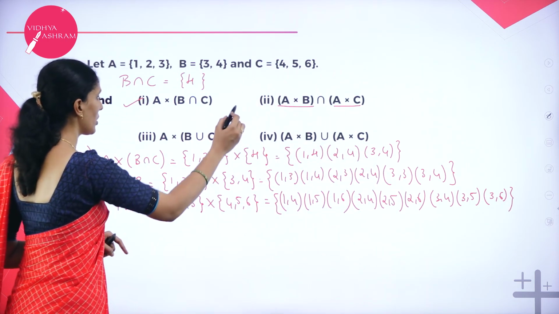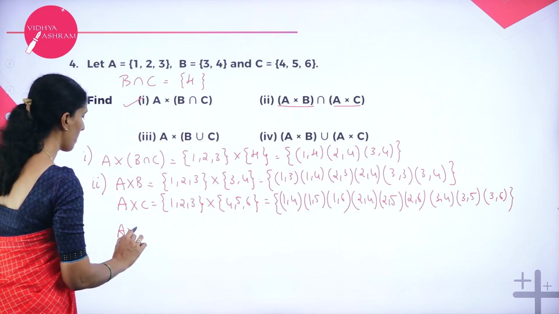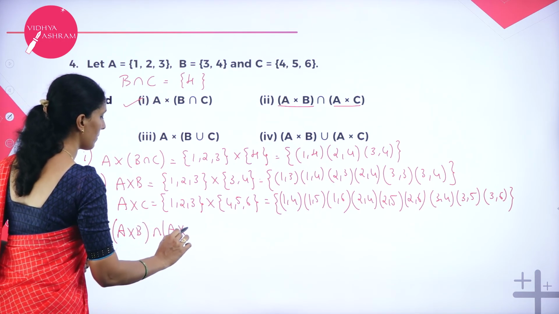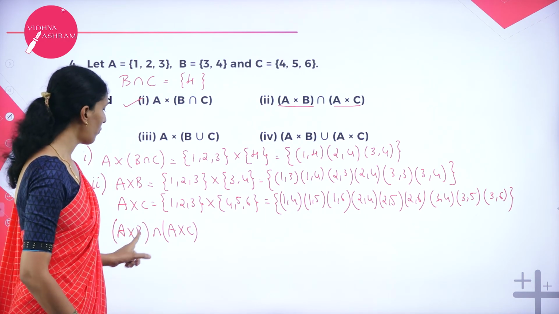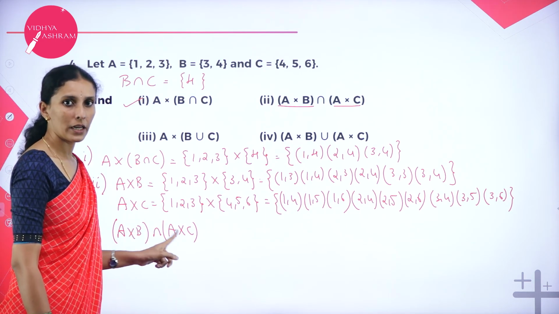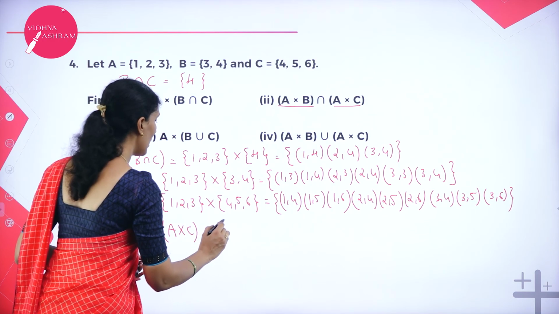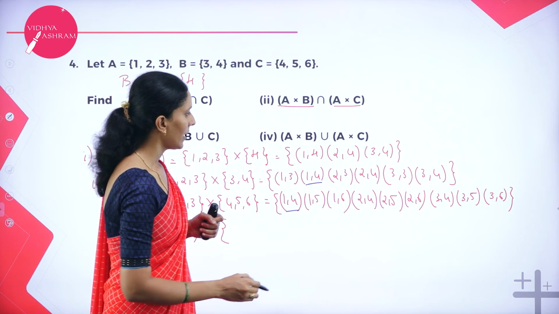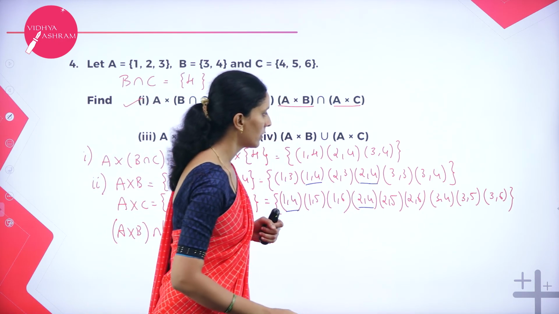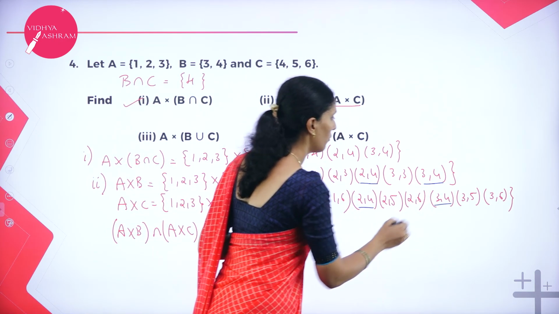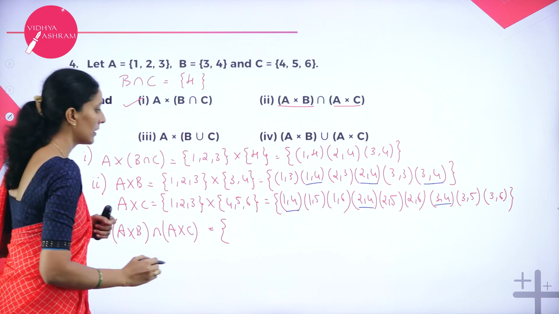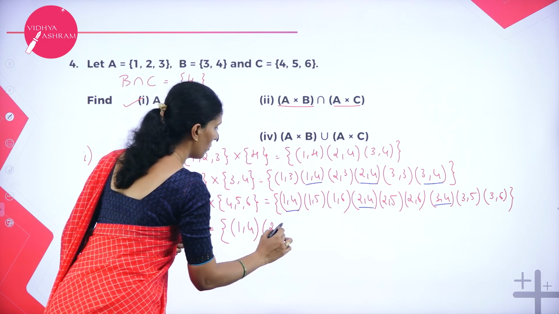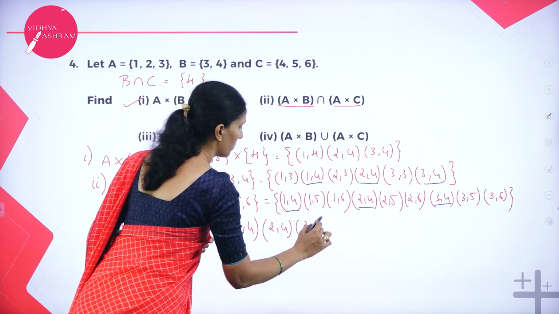So what is the given question? (A cross B) intersection (A cross C). That means you have to find the pairs of elements which are common in both the sets. So what are the common elements in both the sets? We have (1, 4) in common. Next we have (2, 4). Next we have (3, 4). So therefore the elements are (1, 4), (2, 4), (3, 4).